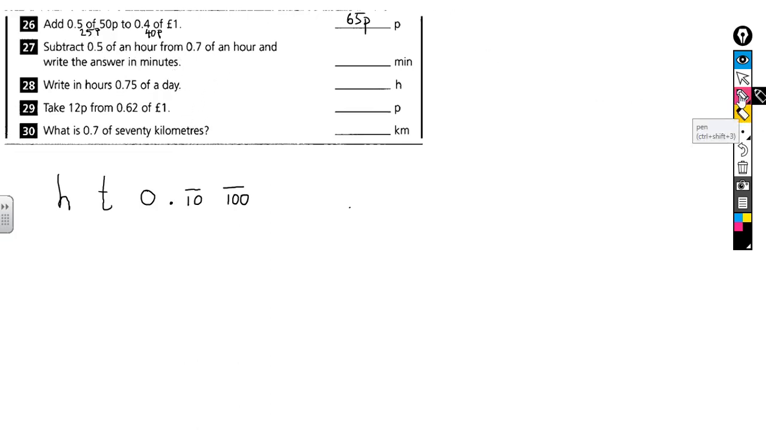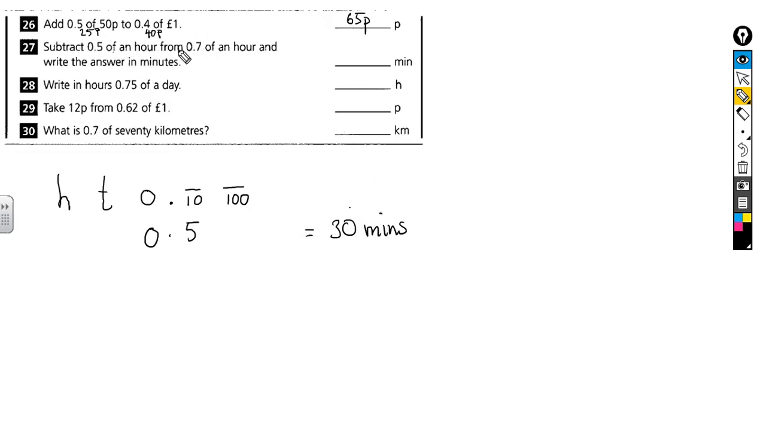Okay, right, this is a multi-step problem. First, we need to know what 0.5 of an hour is. Well, we already know that that means half. What's half of an hour? We want our answer in minutes, so 0.5 of an hour is 30 minutes, because 1 hour is 60 minutes. So that's easy, we could work that one out quite easily.